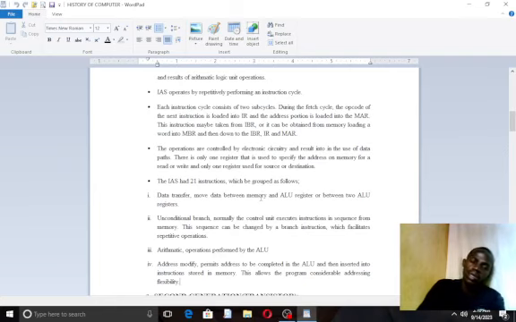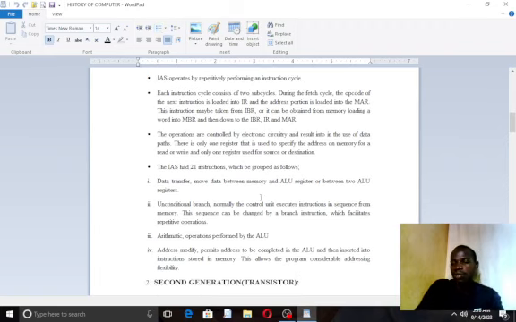The IAS computer had 21 instructions, which include data transfer. This moves data between memory and arithmetic logic unit registers, or between two arithmetic logic unit registers. It also had the unconditional branch instruction.